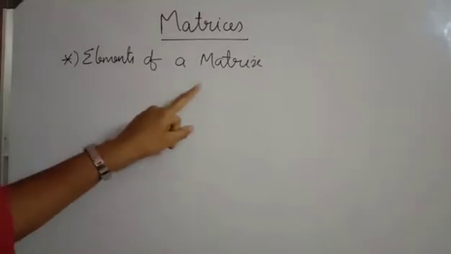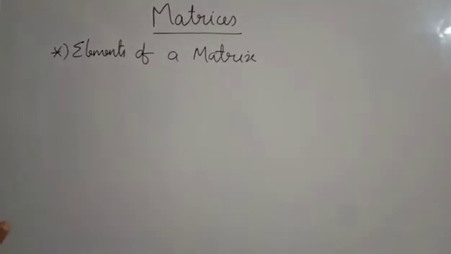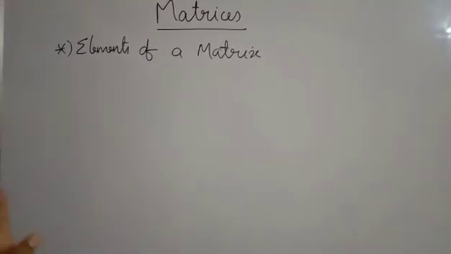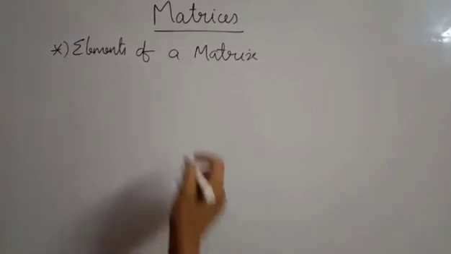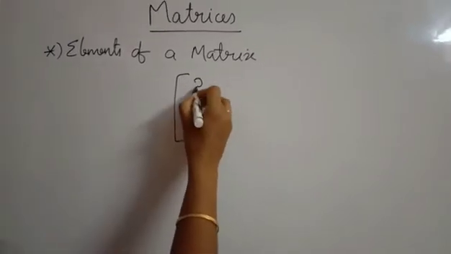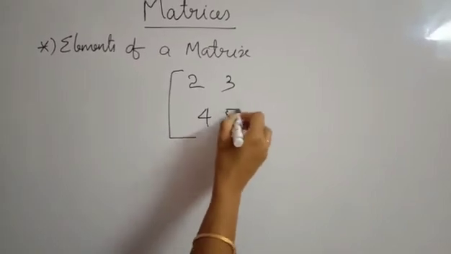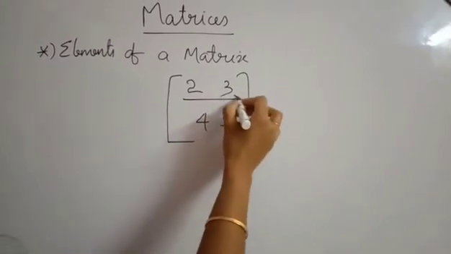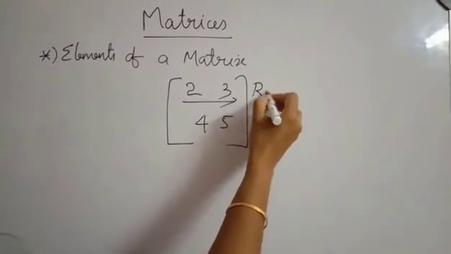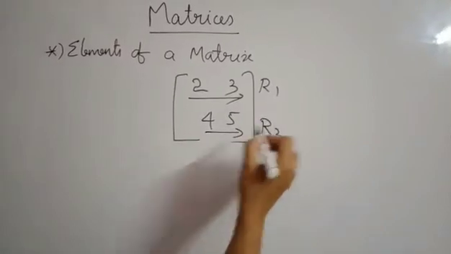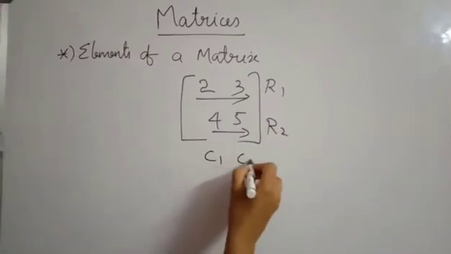Next, the elements of a matrix. Each number or entry in a matrix is called its element. Look at the matrix 2, 3, 4, 5. This matrix has 2 rows, row 1 and row 2, and 2 columns, C1 and C2.